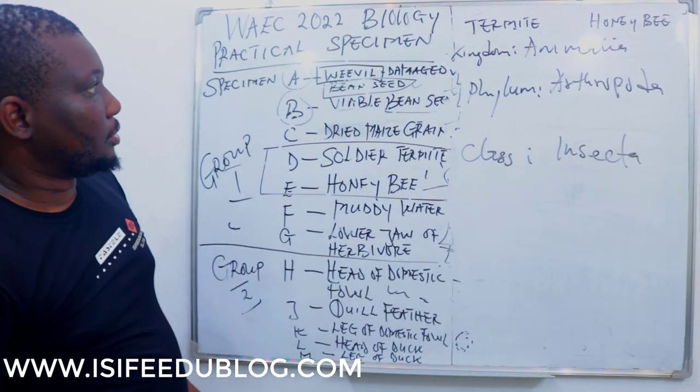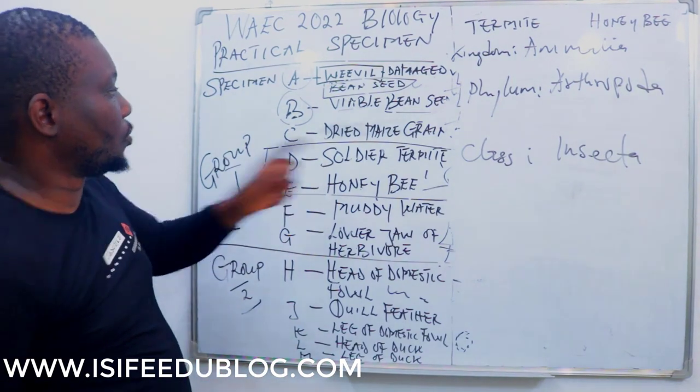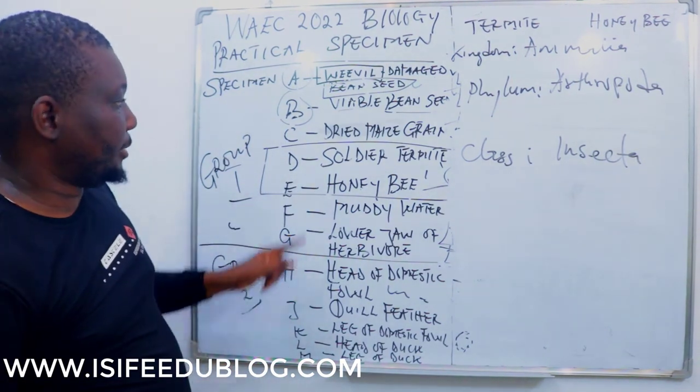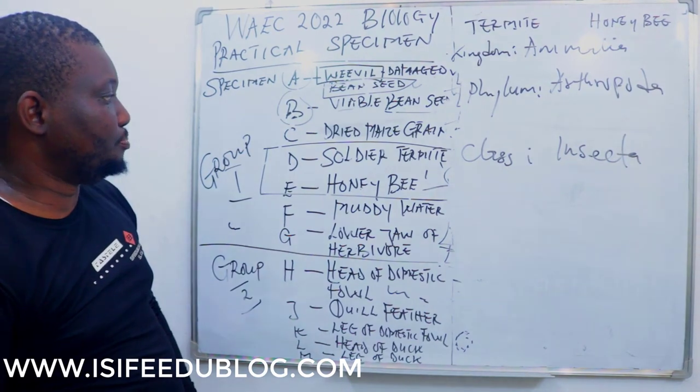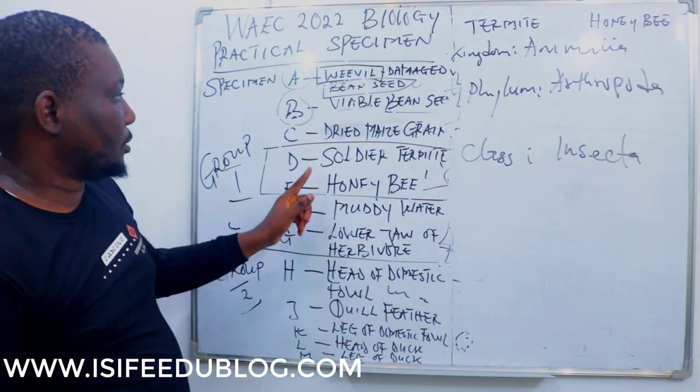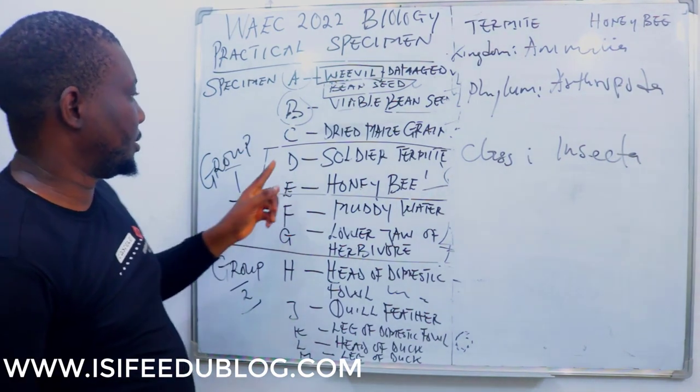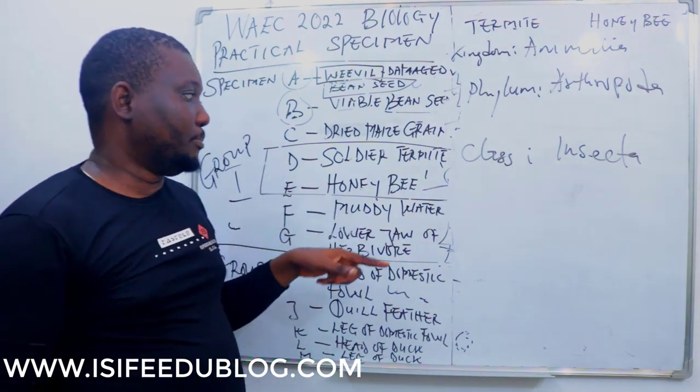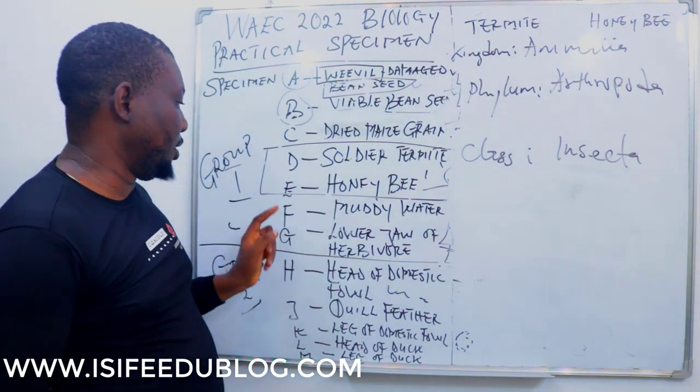That is for soldier termites and honeybee. That will be all for specimens D and E. In my next video, we're going to be looking at G and F.